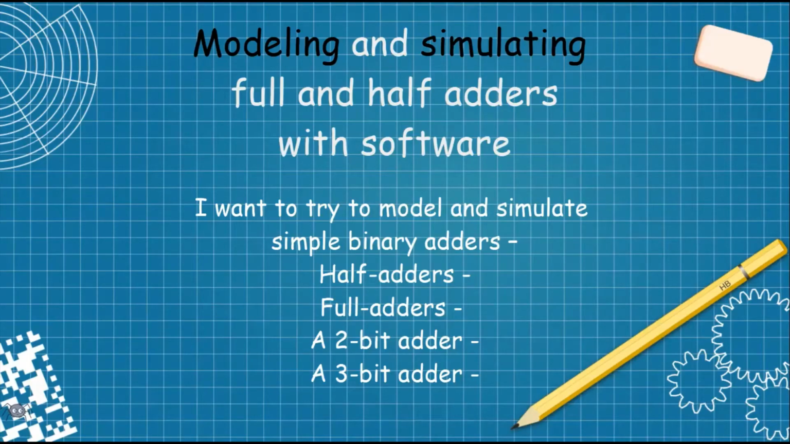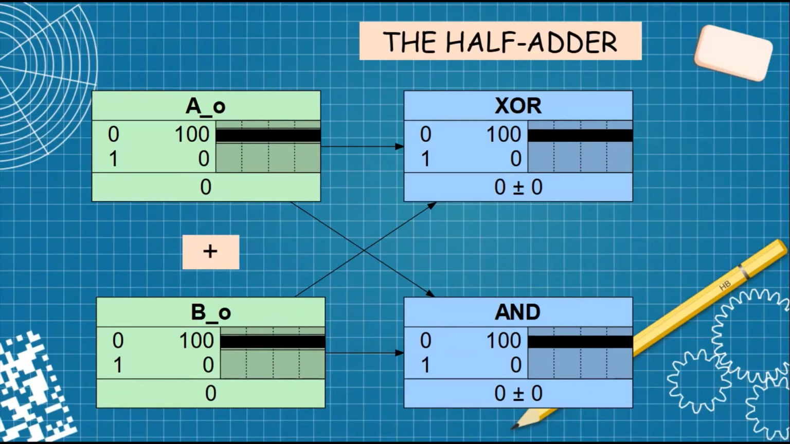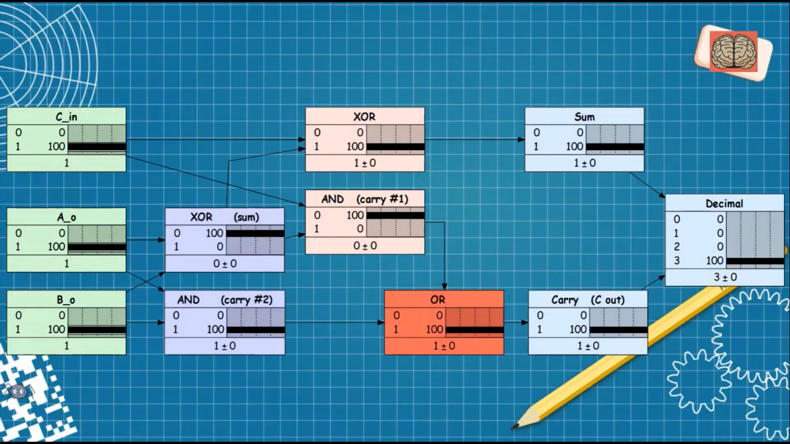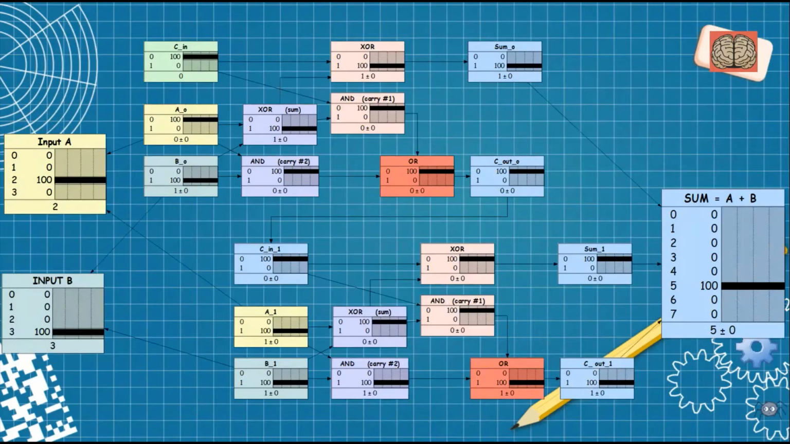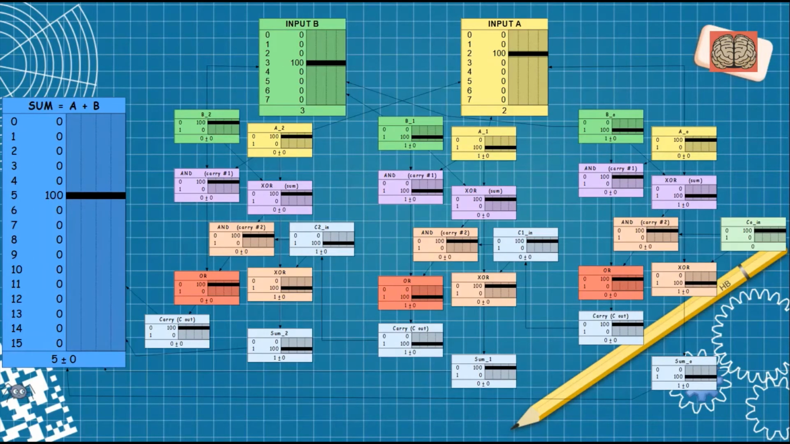In this project, I want to try to model and simulate simple binary adders: half adders, full adders, a 2-bit adder, and a 3-bit adder. This is what a half adder looks like, and I'll show how to construct this. And this is what a full adder looks like, and I'll explain all the parts. And this is what a 2-bit adder looks like. And just for grins, there's what a 3-bit adder looks like.